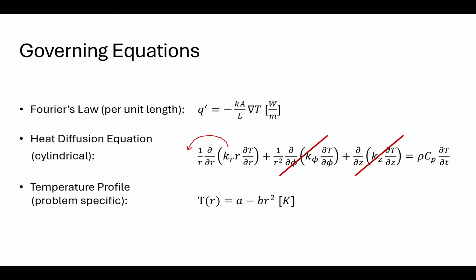So for part A, the governing equation that we'll use is Fourier's law per unit length. So we have to divide by that L term. For part B, we'll be using the heat diffusion equation, and that'll be the cylindrical coordinate form. And we also have this temperature profile equation that is a quadratic equation. We'll be dealing with some radial derivatives of that equation.